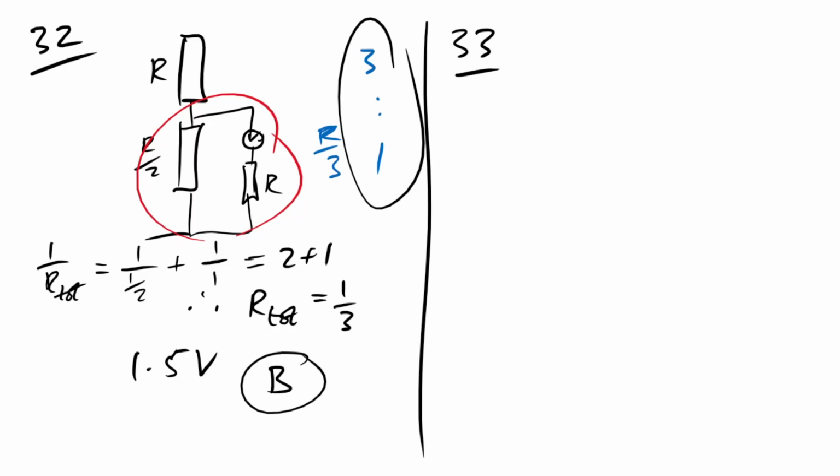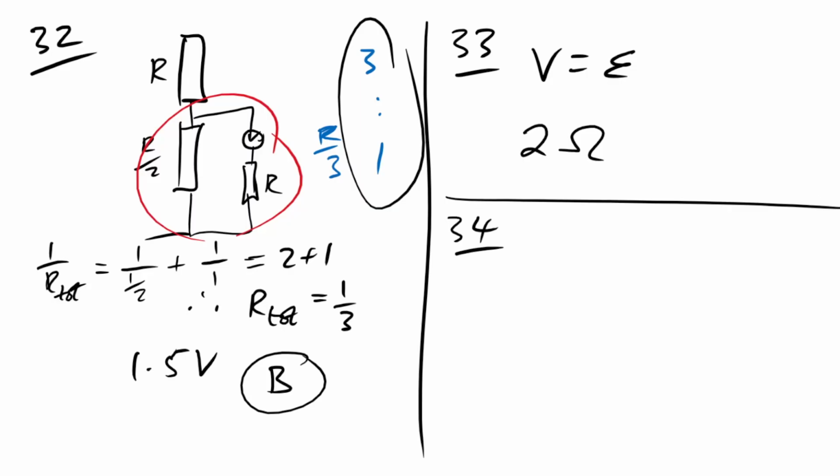33, the voltmeter reading halves when S is closed. So when the switch is open, V is equal to the EMF. But if it's halving when the switch is closed, that must mean that the internal resistance must also be 2 ohms. Let's say that the EMF is 6 volts. If you have 2 ohms load resistance, 2 ohms internal resistance, it's going to be 3 volts PD lost, as it were, across both.